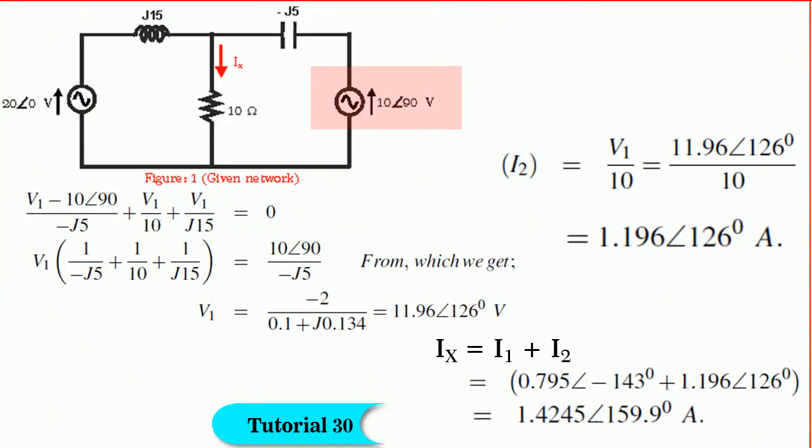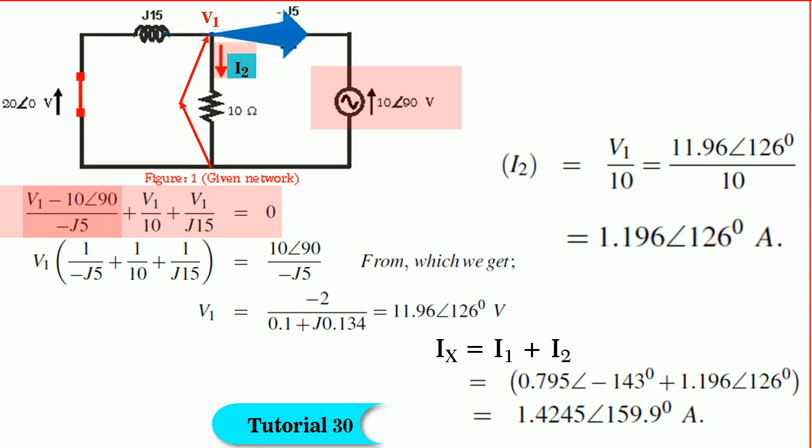Similarly, next consider another voltage source of 10 angle 90 volts. The other source of 20 angle 0 volts is short circuited as shown. Let V1 be again the node voltage and I2 be the current through 10 ohm resistance as shown now. By writing the Kirchhoff's nodal equation, we get (V1 minus 10 angle 90) divided by minus j5 plus V1 by 10 plus V1 divided by j15 is equal to 0.